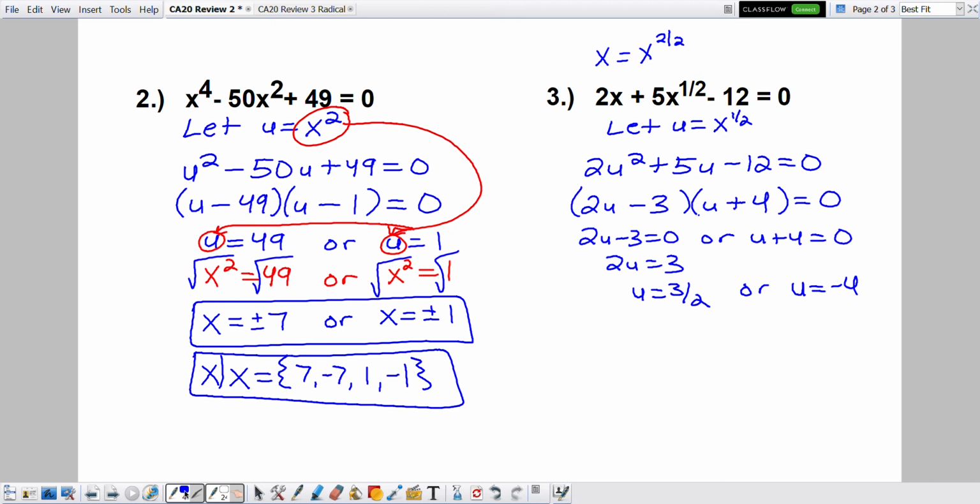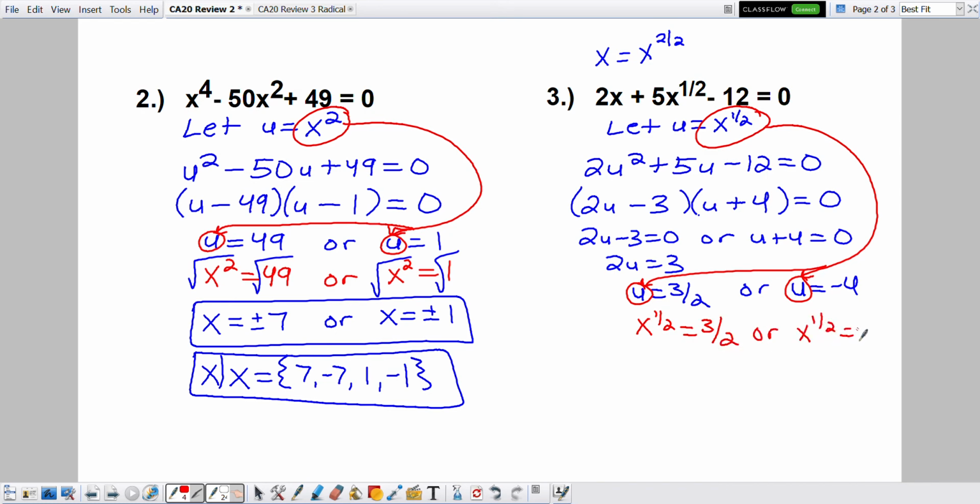Remember, that's not what we're looking for. Yes, we're finding what the answer is for u, but we want to find out what's the power of x. So we're going to go ahead and resubstitute what x equals. And so it's x to the 1/2 power equals 3 over 2, or x to the 1/2 power equals negative 4.